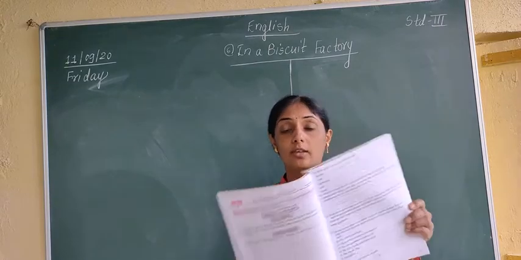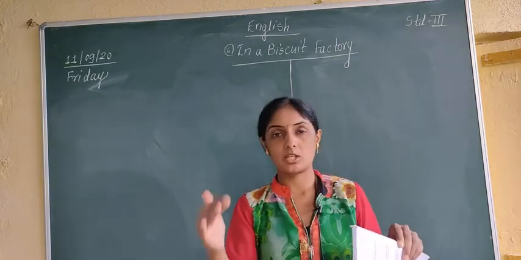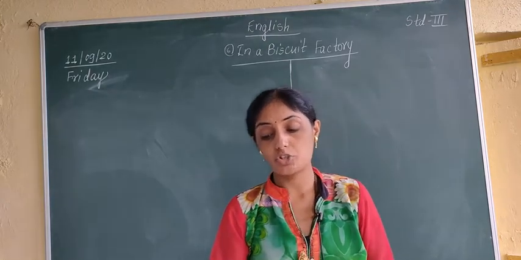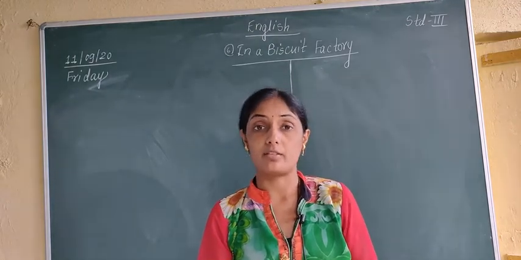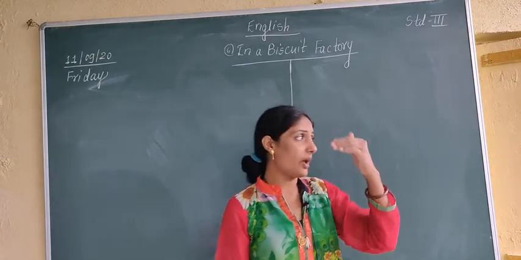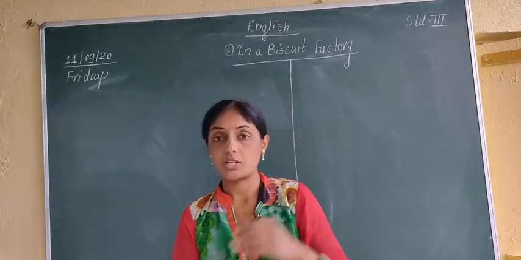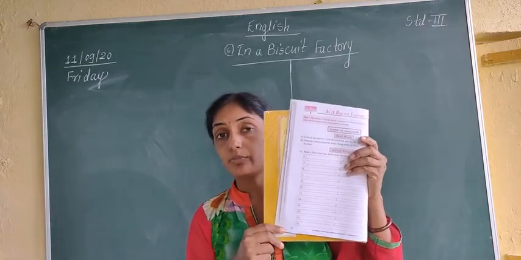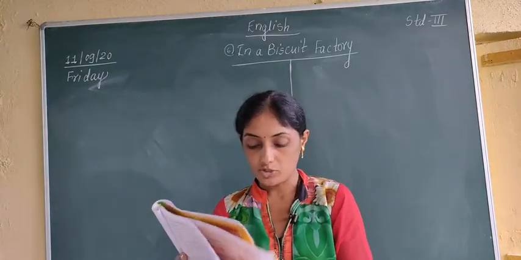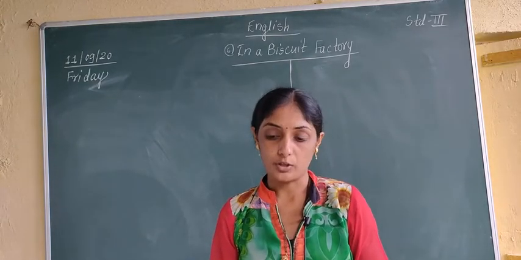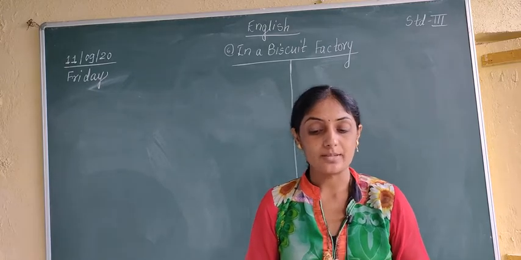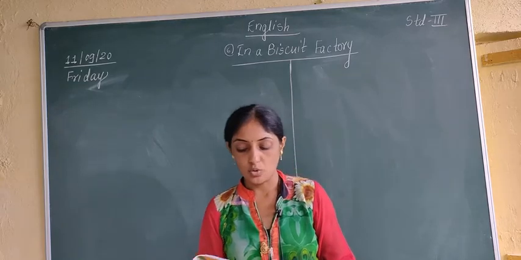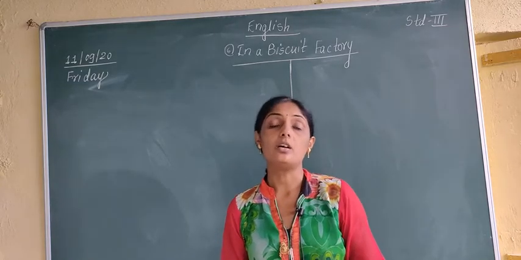Today we are going to write down step by step. Here it is told, make a flow chart that shows how biscuits are made in a factory. There are 12 steps, and all 12 steps we are going to write down in our English workbook. In which workbook? In the English workbook, on page number 22. Our lesson number 6, In a Biscuit Factory. Make a flow chart that shows how biscuits are made in a factory.